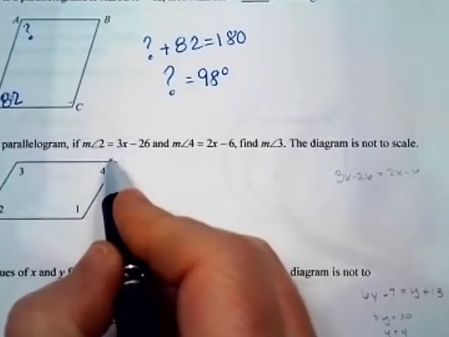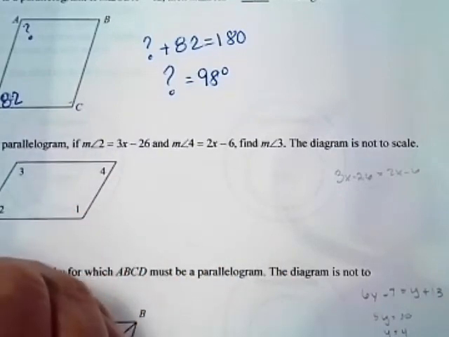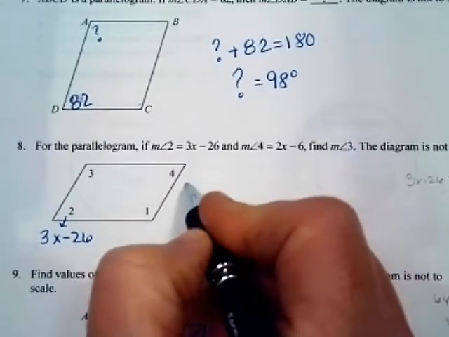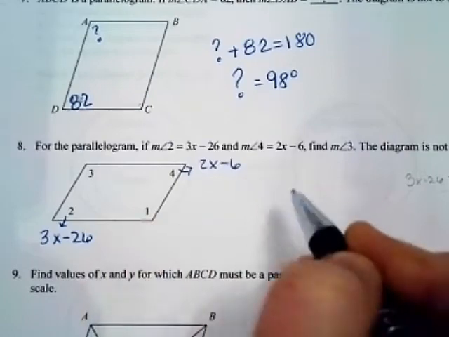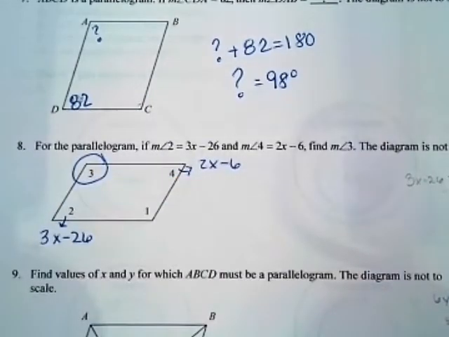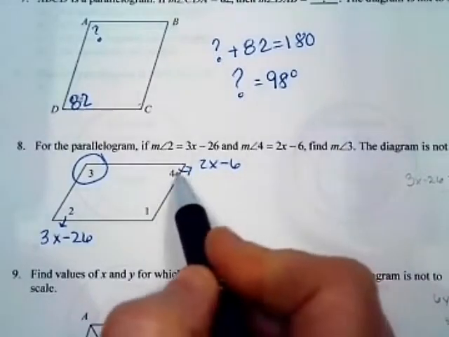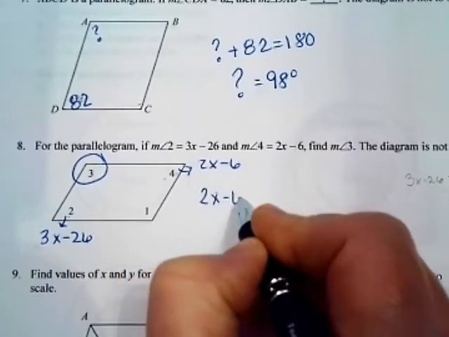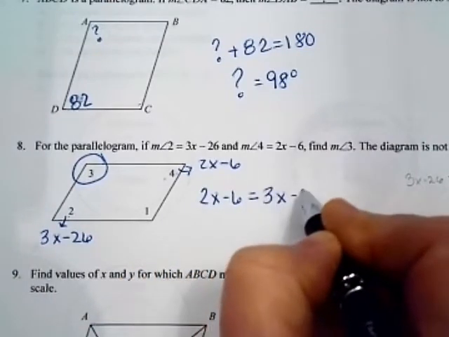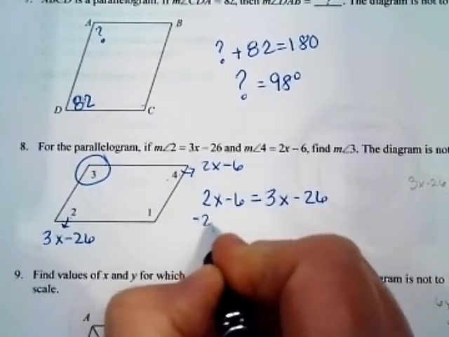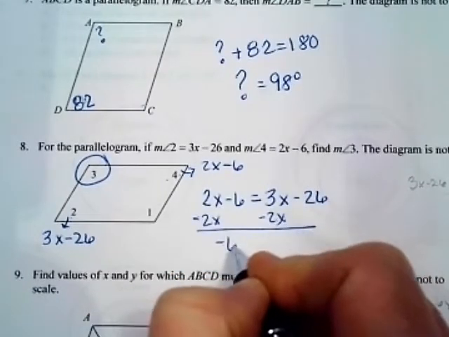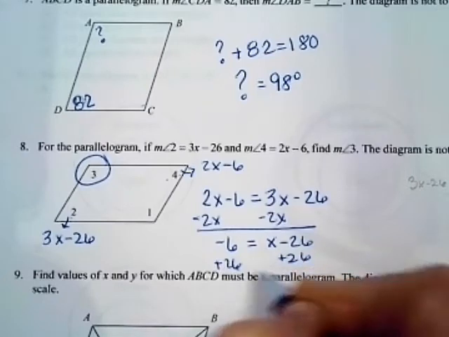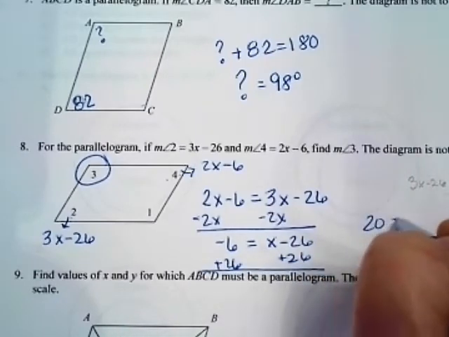Number 8, for this parallelogram, the measure of angle 2 is 3x minus 26. The measure of angle 4 is 2x minus 6. They want you to find angle 3. Well, we know that these are opposite angles, and in a parallelogram, opposite angles are congruent. So 2x minus 6 is supposed to equal 3x minus 26. Subtract the 2x from both sides. Negative 6 equals x minus 26. Add 26. I'm running out of room. What that's going to equal here is 20 equals x.